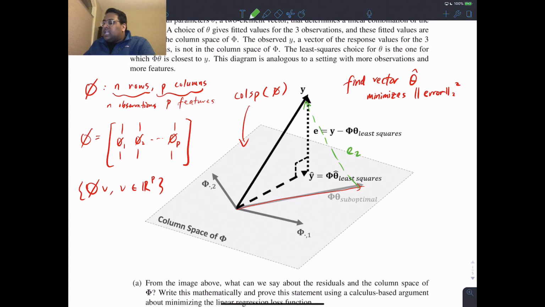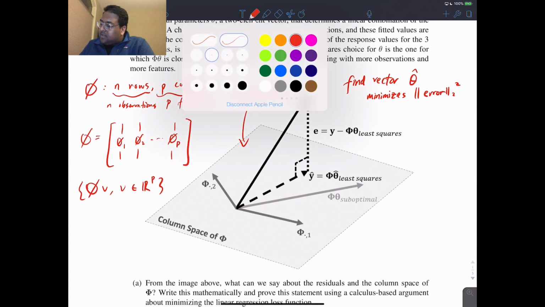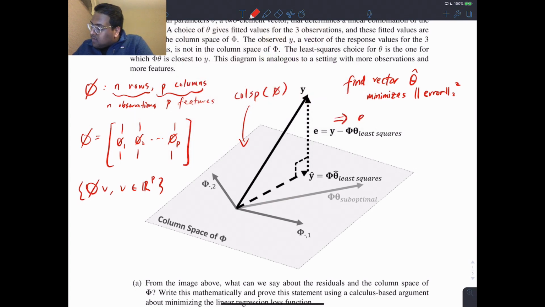Clearly this is not the smallest possible error, because the one depicted in the diagram is clearly smaller. The whole point of this diagram is to show you that the way to minimize the size of the error is to make the error orthogonal to the column space of phi. So the key takeaway is that the error needs to be orthogonal to the column space of phi.